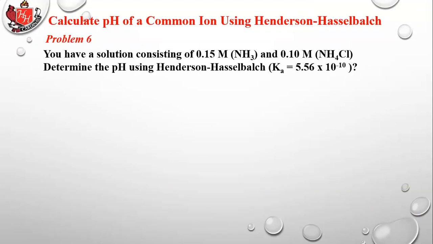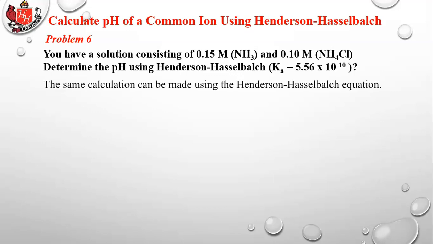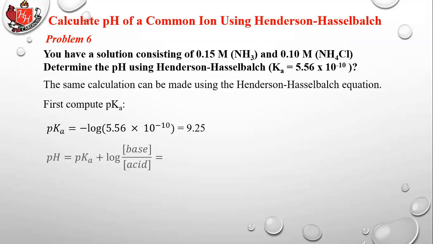Okay, same problem using Henderson Hasselbach. Since we have both concentrations of weak base and weak acid, conjugates of each other, you can use Henderson Hasselbach. Same calculation. Compute pKa. That's the only thing we don't know that we need for Henderson Hasselbach. So it's negative log of the Ka value that's up in the problem, 5.56 times 10 to the negative 10. You get 9.25.